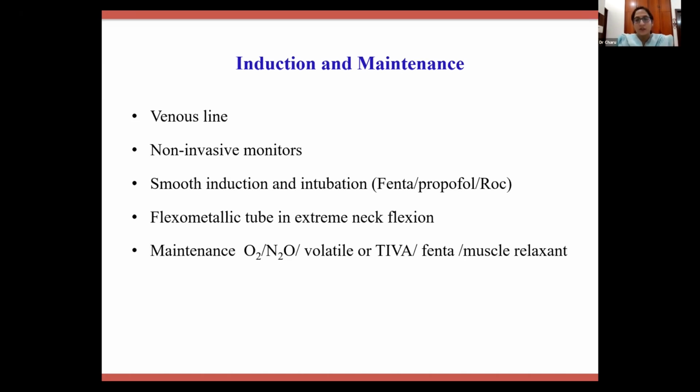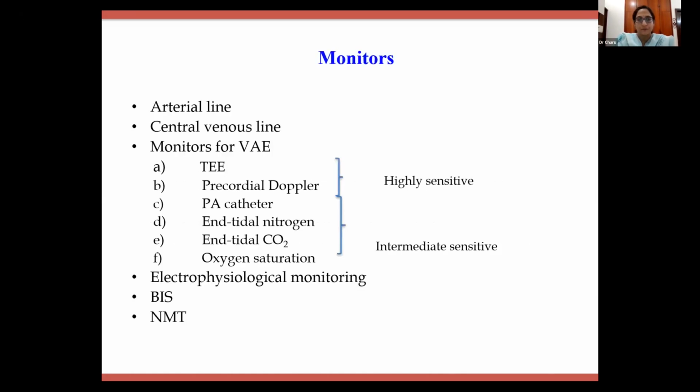Maintenance is on oxygen and nitrous; volatile or TIVA can be used in addition to fentanyl and muscle relaxant. This maintenance of anesthesia has to be titrated according to the additional monitoring that you are using intraoperatively.